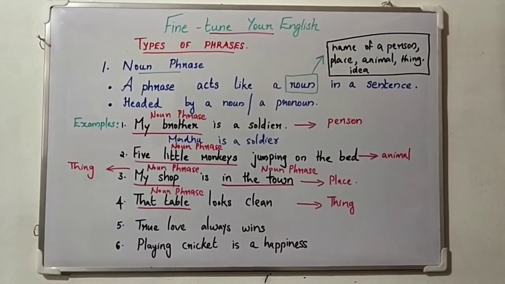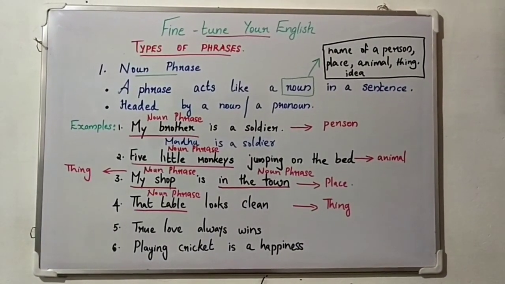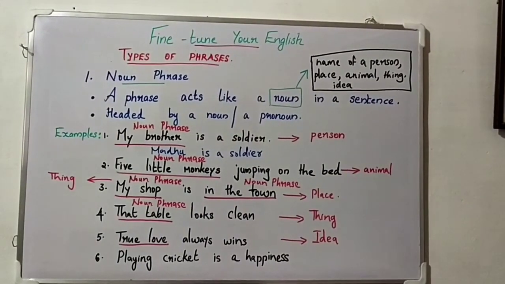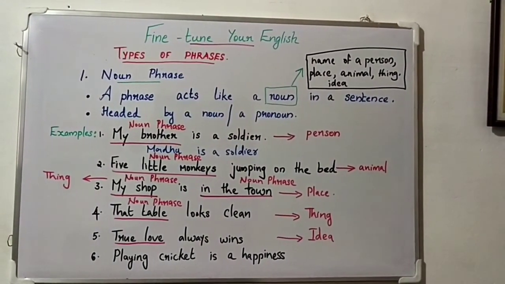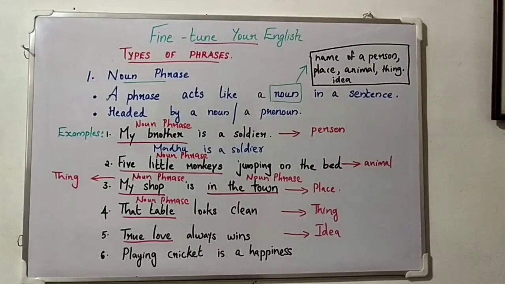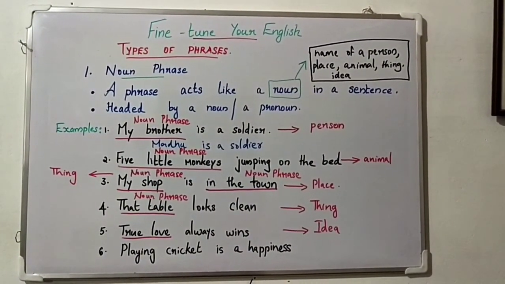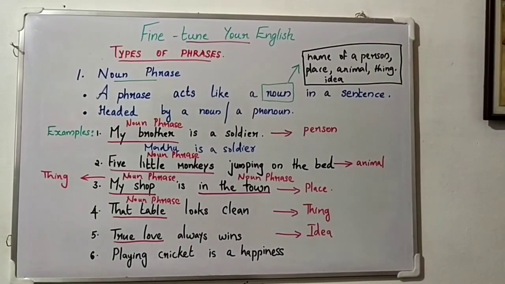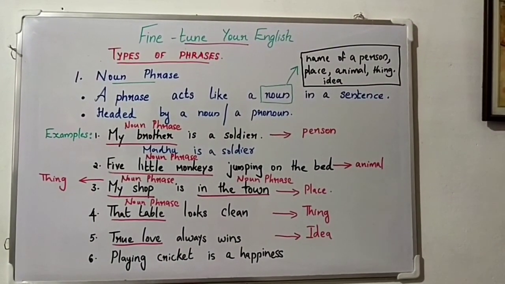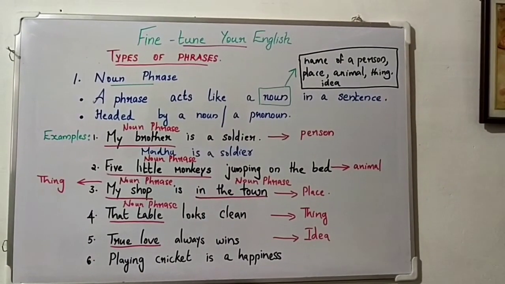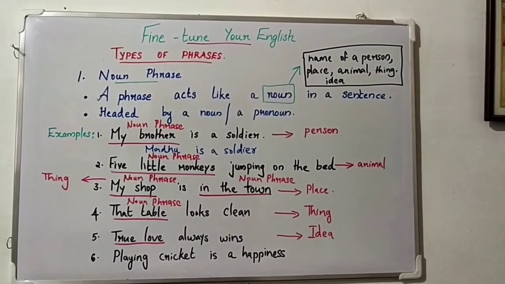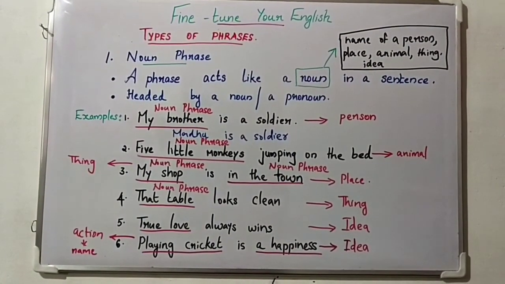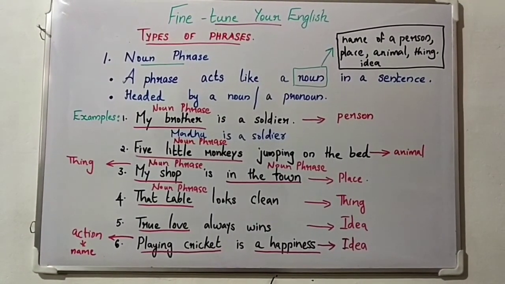Then see the fifth example. True love always wins. True love is the subject here. So it is referring to an abstract idea. True love is the abstract idea. And we know a subject must be a noun. And here in the sentence, a noun is true love. So it is a noun phrase referring to idea. And it is a combination of an adjective, true, and the noun, love.